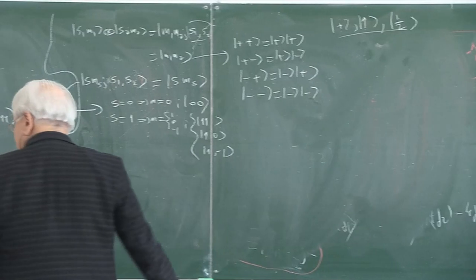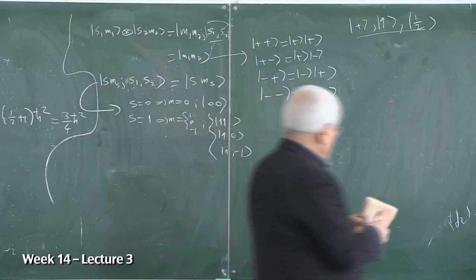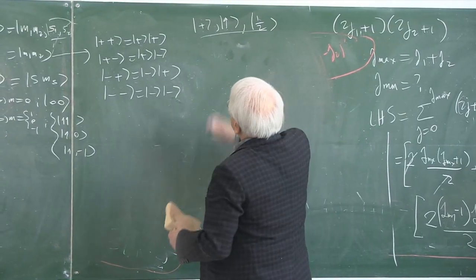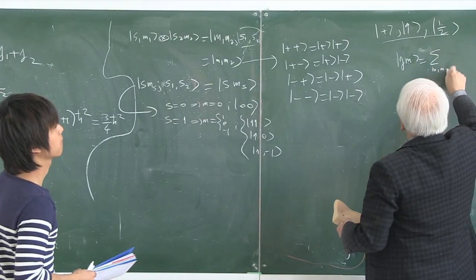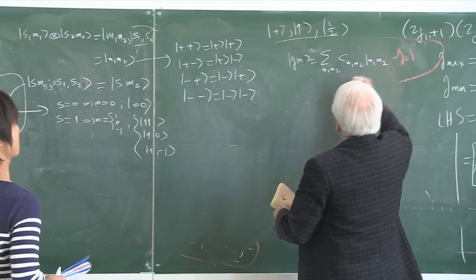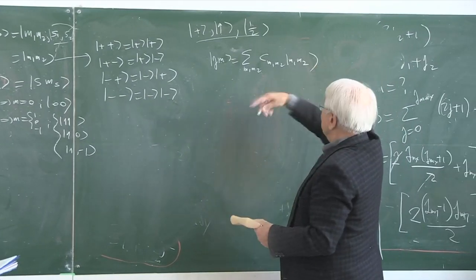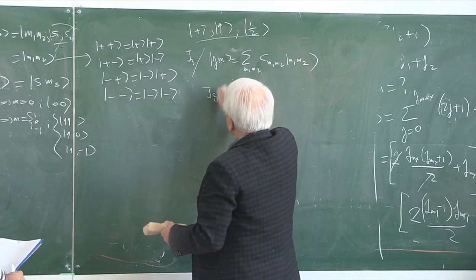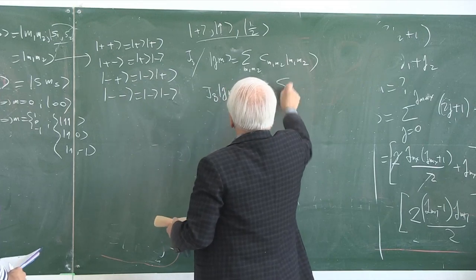Very beautiful and simple expression. Perhaps it would be good for all of them to see why that's so powerful. Here, |JM> is the sum over M1, M2 of C(M1, M2) |M1, M2>, right? That's the expansion of the coupled in terms of the uncoupled. So I take and apply on it JZ. So JZ on |JM> is JZ in here, sum over.